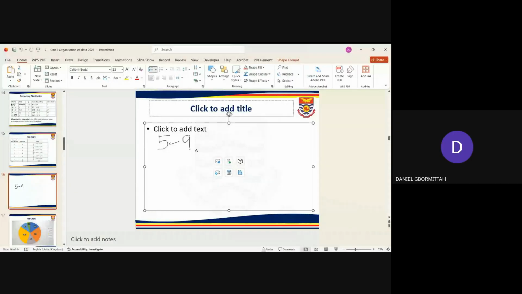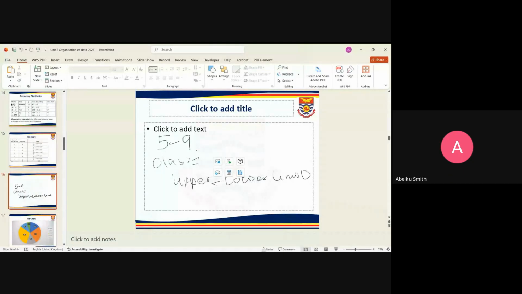Oh, so you mean that the class size will be equal to upper class limit minus lower class limit? Let's see if that is true. That will give us 9 minus 5, which gives 4. That is wrong. That is not the class size of this class.